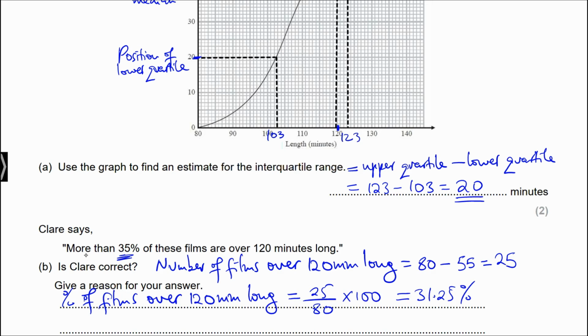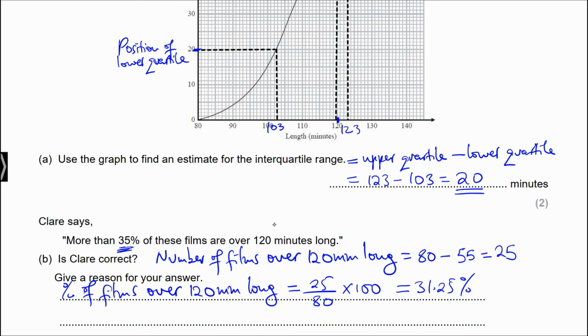But here, what Claire is saying is that more than 35% of the films are over 120 minutes, and this is incorrect because you can clearly see that the percentage of films that are more than 120 minutes long will be 31.25%.